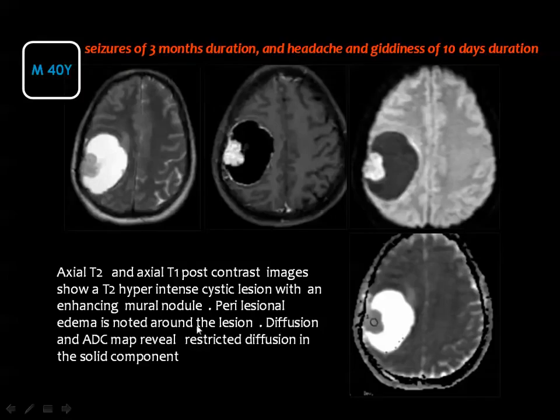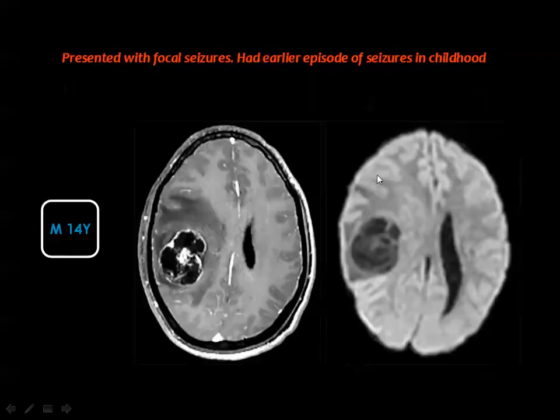Okay. Then this is a lesion with a cystic component and enhancing mural nodule. And this is the diffusion weighted images and the ADC of the lesion. What do you think? Is this the PXA or meningioma with cystic component? Meningioma, because of the restricted diffusion. And this is the PXA.